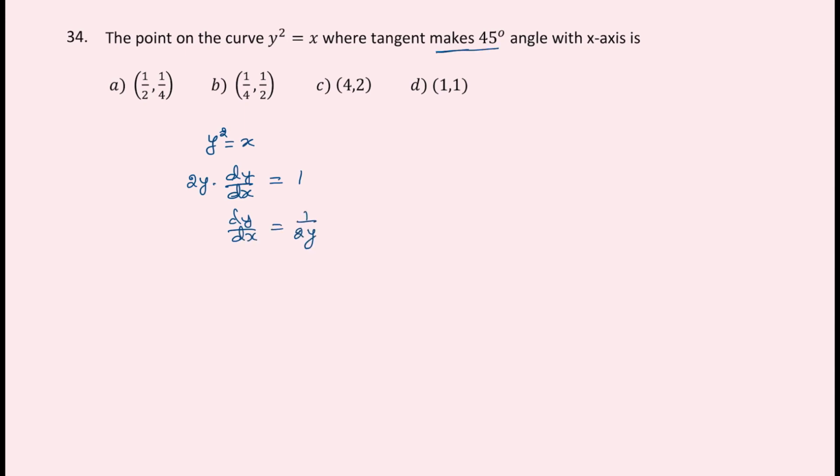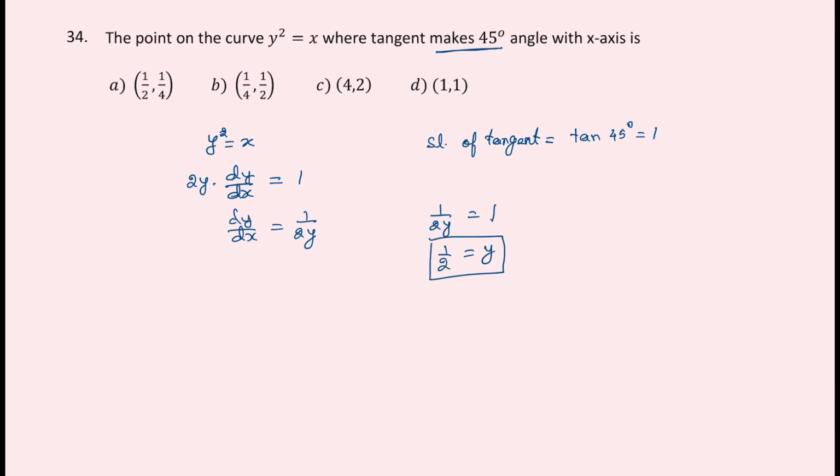It is given that the tangent makes 45 degrees. So we can find the slope of the tangent from this, which is tan 45. Tan 45 is 1. dy by dx is also the slope of the tangent, so both must be equal. By equating 1 by 2y to 1, we get y equal to half.